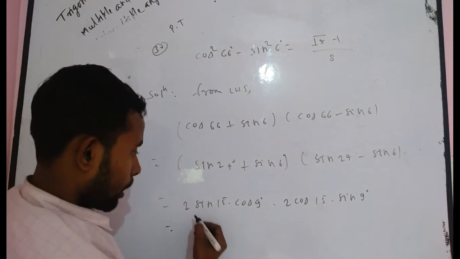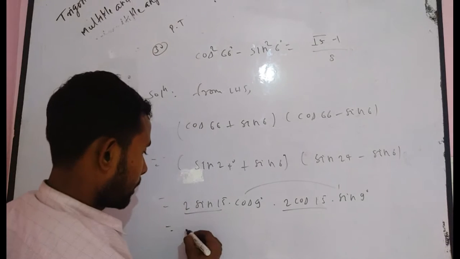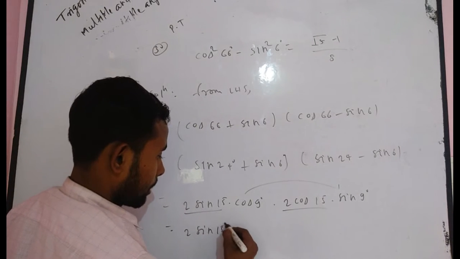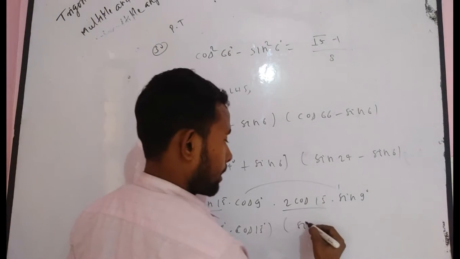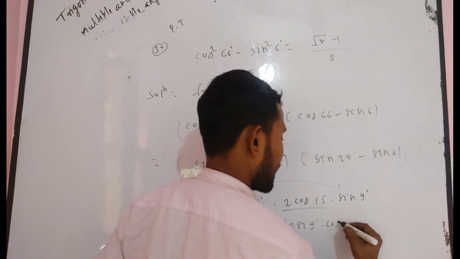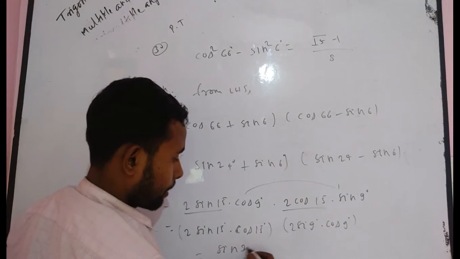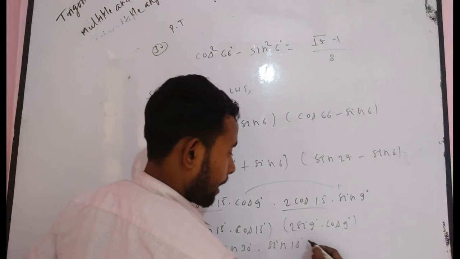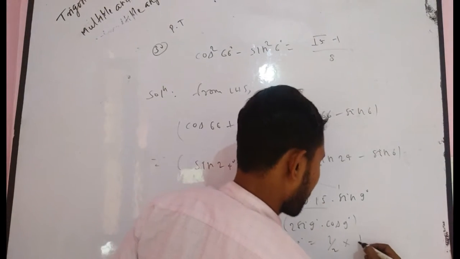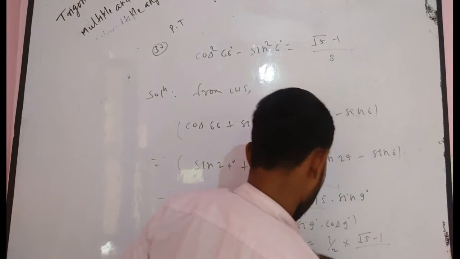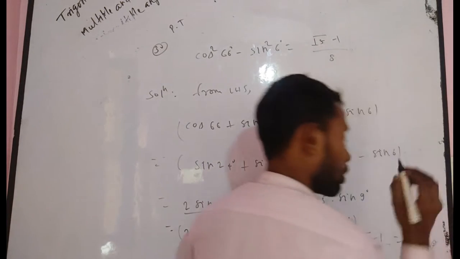Now you have to arrange these terms and write them near to each other. Then you get sin 15 degree into cos 15 degree into 2 sin 9 degree into cos 9 degree. After it, it becomes sin 30 and sin 18. I think you know the value of sin 30 is equal to 1 upon 2, into sin 18 is equal to root under 5 minus 1 divided by 4. That will be root under 5 minus 1 divided by 8, which is the required answer.